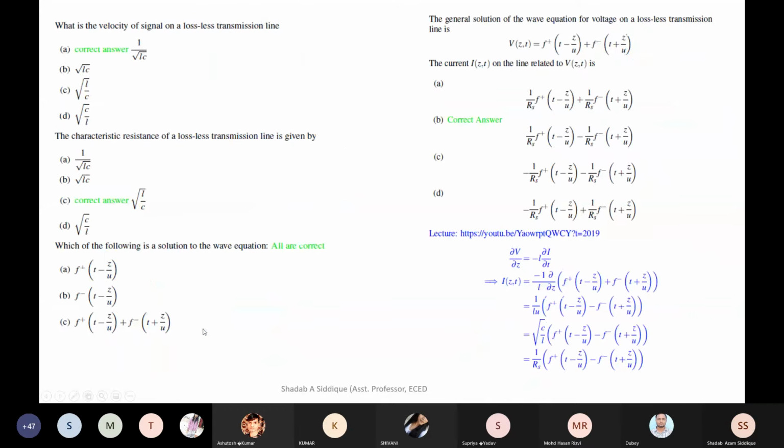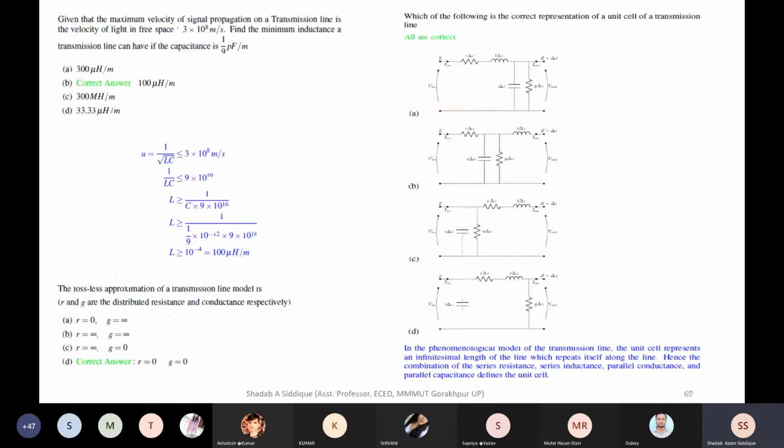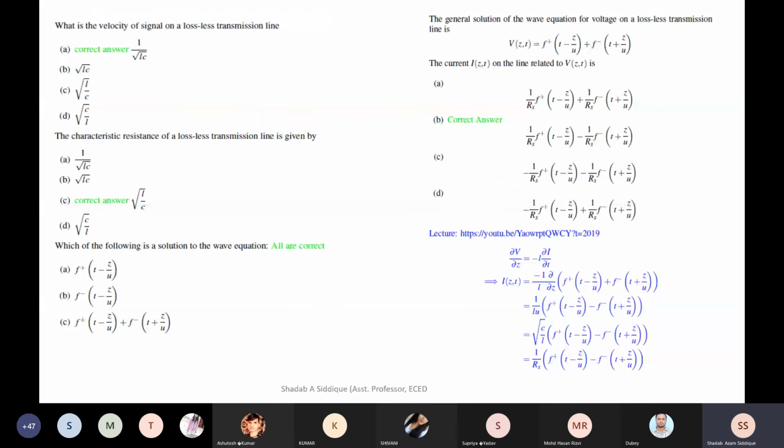Now we are having a few problems. We will discuss them very fast because these are concepts which we have discussed already.